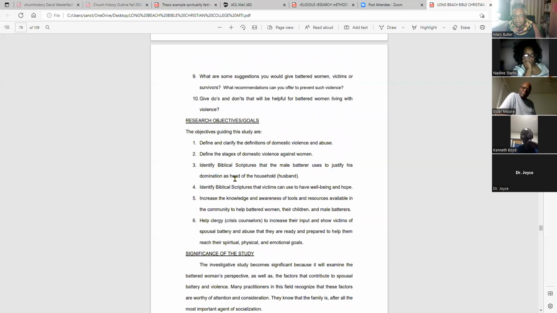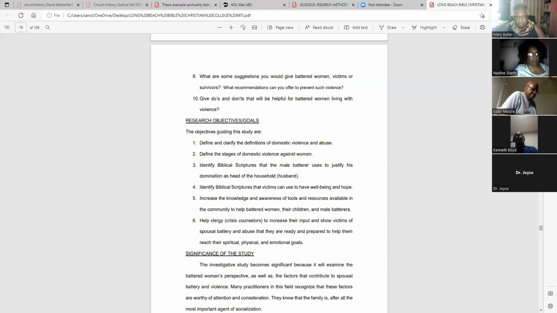Research objectives. What are your objectives? We only need five or six. Don't give me a paragraph, just give me a one-liner. What's your objective? Define and clarify the definitions of burnout, not just burnout, but ministry burnout. What's your objective? Define the stages of aging.